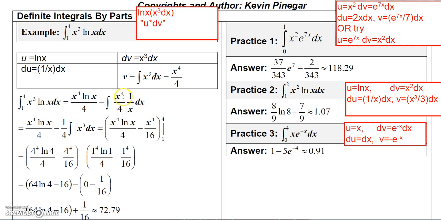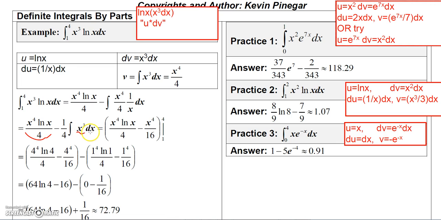Okay, so now let's clean that up a little bit. x to the 4th over x is x cubed. So I've got x cubed there, and I factored the 1/4 outside of the integral. And of course I copied the first term down, the uv that I had right there. Now what I've got to do is integrate x cubed dx, and we know how to do that with the power rule.